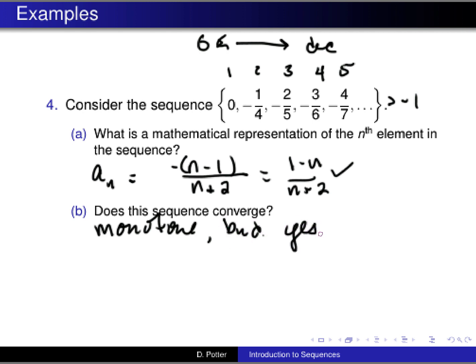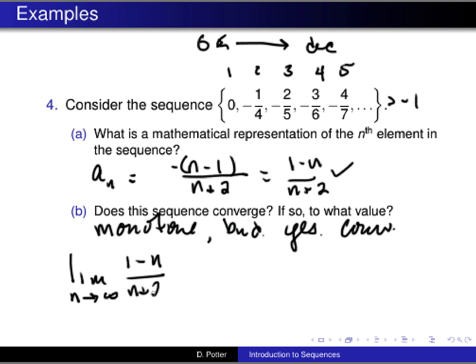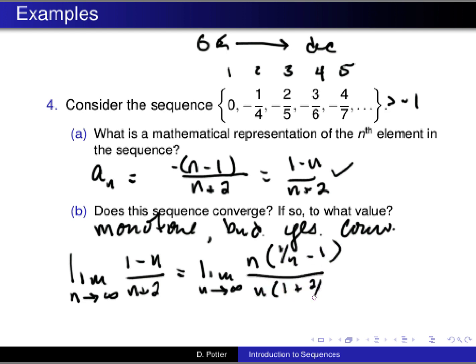So yes, it converges. Of course, the next question should be, what does it converge to? And now we can see if we can get there by a limit. We won't always be able to know, but in this case, if I look at the limit as n goes to infinity of 1 minus n over n plus 2, so this is infinite, let's factor an n out. That's n times 1 over n minus 1 over n times 1 plus 2 over n.